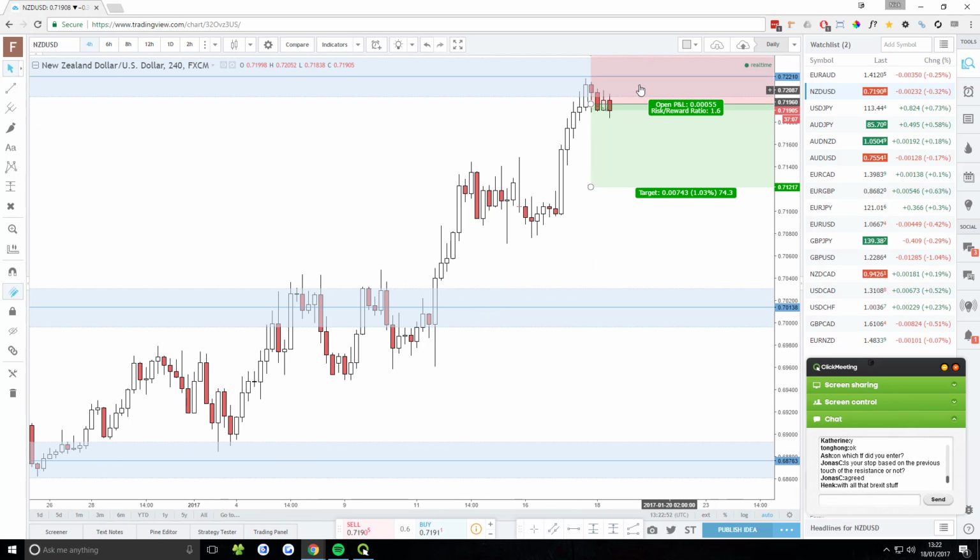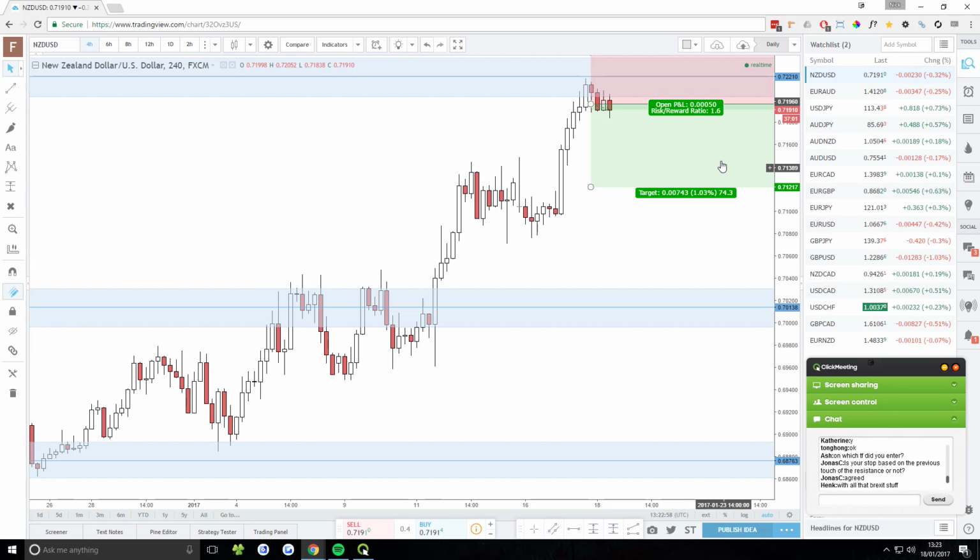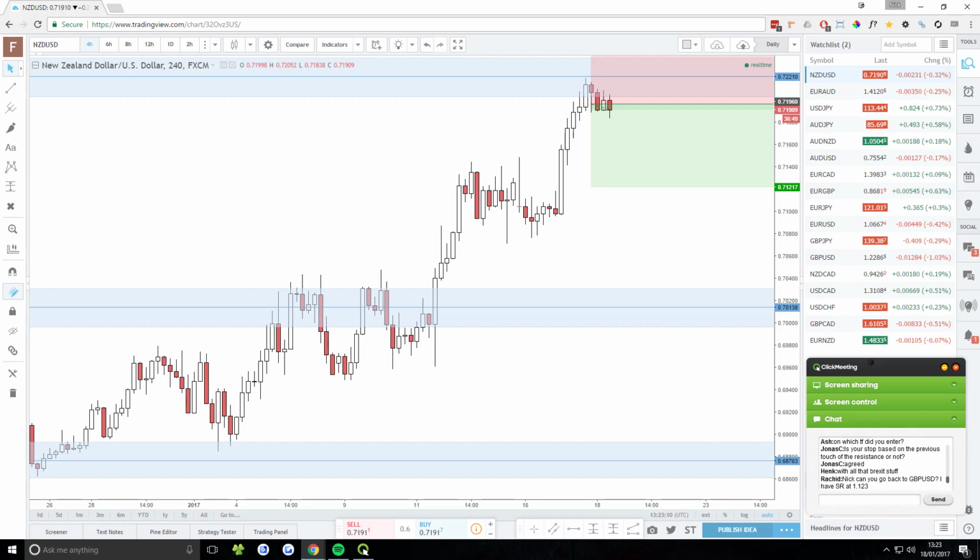But do keep a close eye on New Zealand USD. See how this one plays out. And I am going to be checking back in around about 3 to 4 hours. Obviously, we won't be having a webinar then because I can't do a webinar every time I check my charts. But I'll be checking in a few hours, and we might have some setups then.